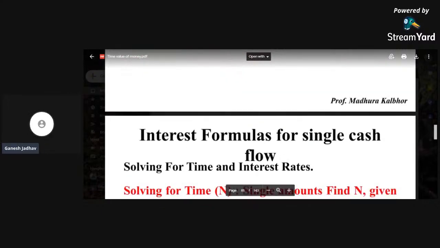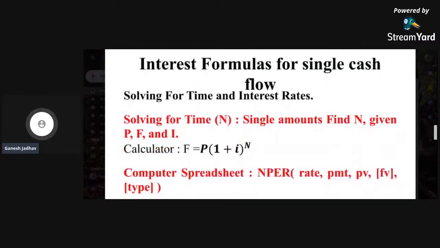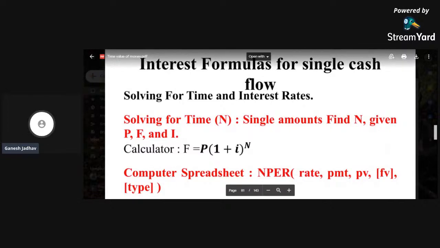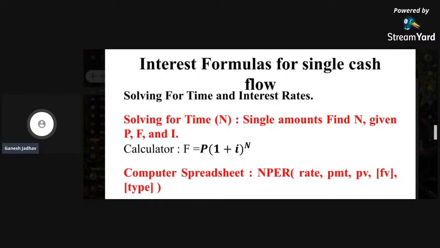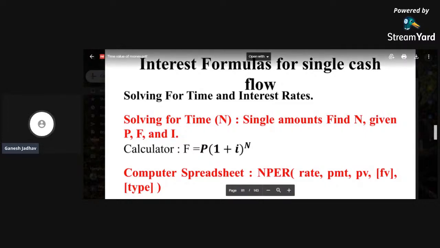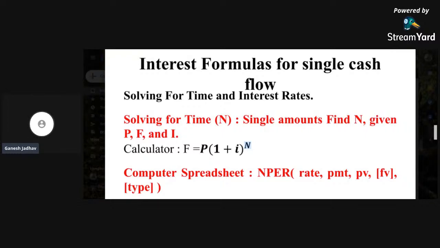Then we move toward another point, that is solving for n. Solving for time means finding the value of n when the single amount is given, that is, given P, F and i, you have to find the value of n. So you have the value of P, the value of F, and the value of i, and then you want to calculate this particular value.